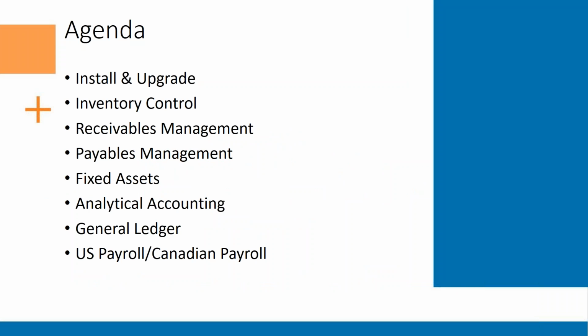For the agenda today, we're going to take you through the install and upgrade process that puts in place the latest service packs and updates, the year-end tax changes, etc. And then you need to go through the modules in the order that they're listed here on the slide. This is critical to having the year-end close process work smoothly. We'll start with inventory, go through receivables, payables, fixed assets, analytical accounting if you're using that part of our solution, and finally at the end, general ledger.